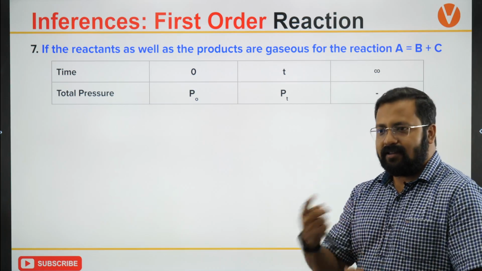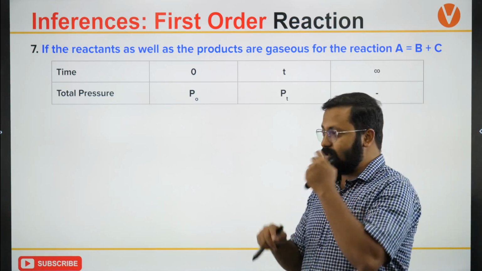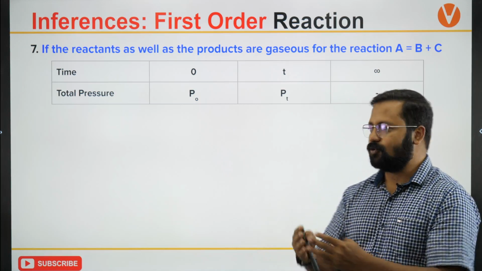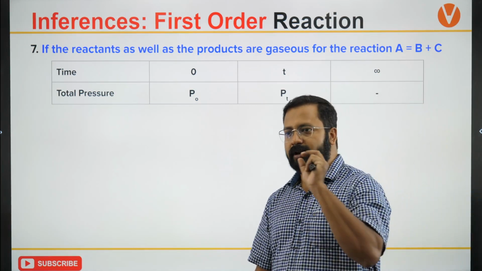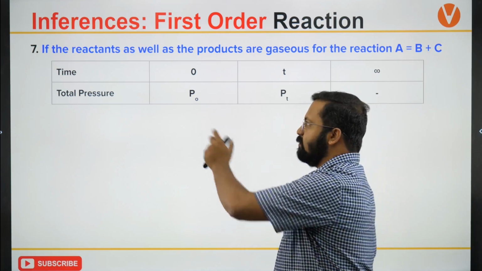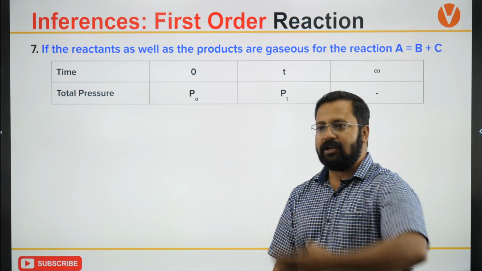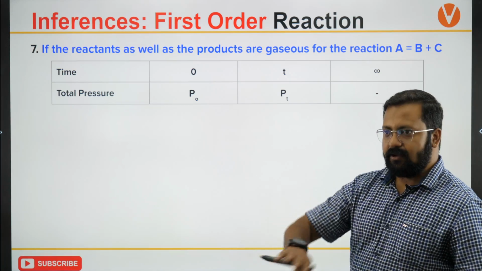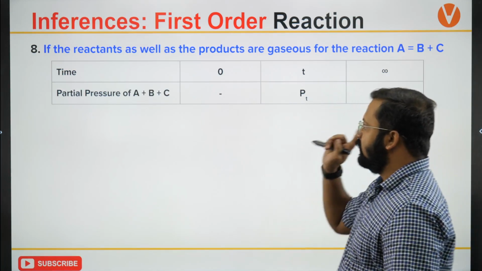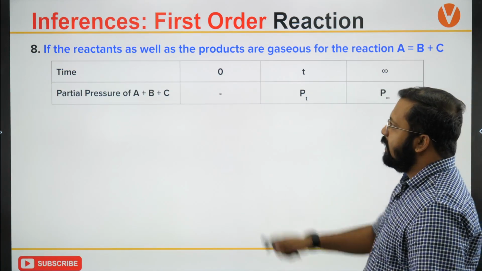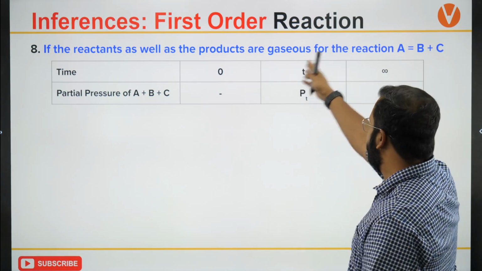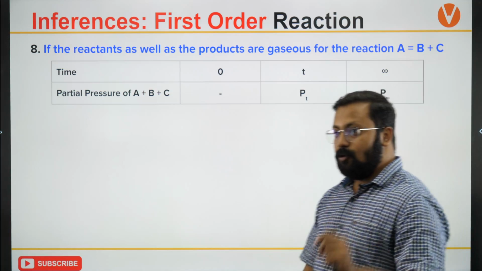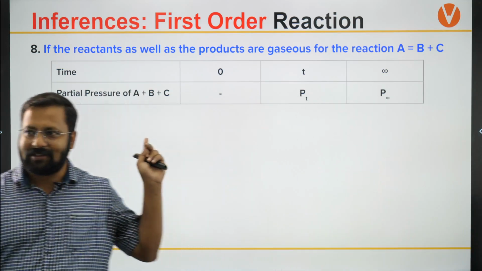Let's take another scenario. So they are different scenarios. In one case, I'm only giving you information about reactant. In one case, I'm giving you information about the total pressure. Let's take another scenario. If the reactant as well as the products are gaseous for this reaction, now look at the information which is given.